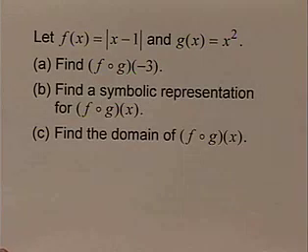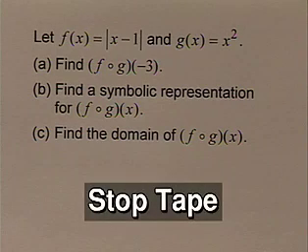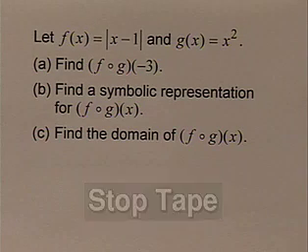Here's another example. Let f of x equal the absolute value of x minus 1, and g of x equal x squared. Find f composed with g at negative 3. Find a symbolic representation for f composed with g of x, and find the domain of f composed with g of x. Now, I would like you to stop the tape here and try this problem yourself. Well, let's see how you did.